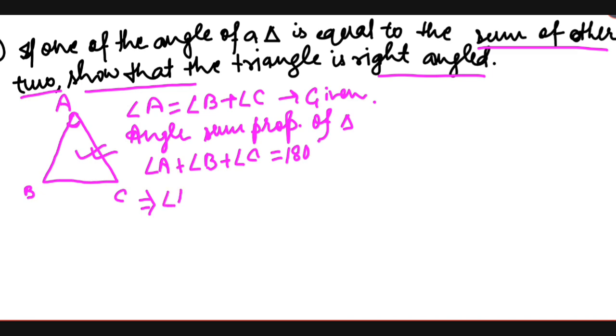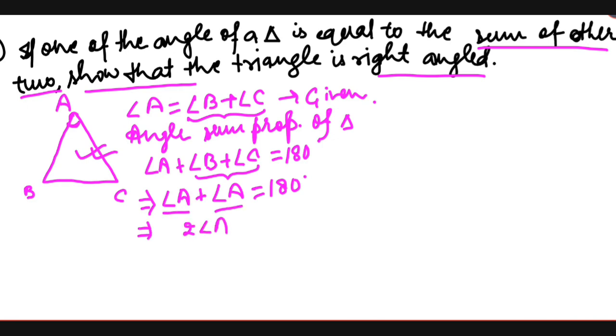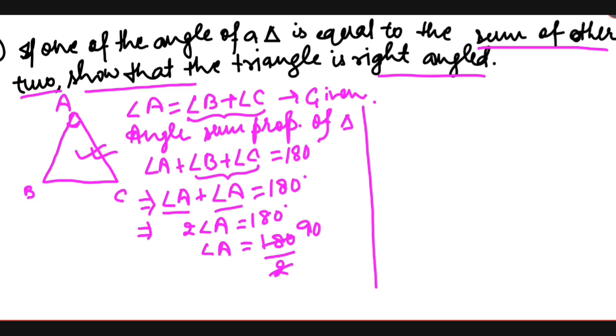Here we can write it as angle A plus, as already given, angle B plus angle C will be equal to angle A. So we can replace it with angle A, which equals 180 degrees. Now angle A plus angle A is twice angle A, which equals 180 degrees, so angle A is equal to 180 divided by 2, which is 90 degrees. Here we can see that angle A is equal to 90 degrees.